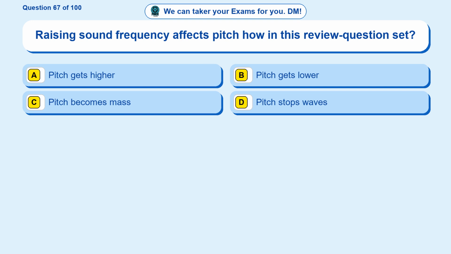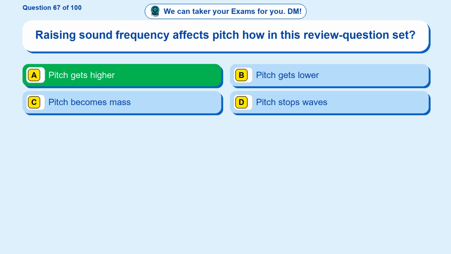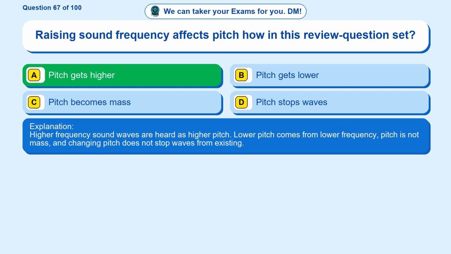Question 67. Raising sound frequency affects pitch how in this review question set? Option A, pitch gets higher. Option B, pitch gets lower. Option C, pitch becomes mass. Option D, pitch stops waves. The correct answer is option A. Pitch gets higher. Higher frequency sound waves are heard as higher pitch. Lower pitch comes from lower frequency, pitch is not mass, and changing pitch does not stop waves from existing.